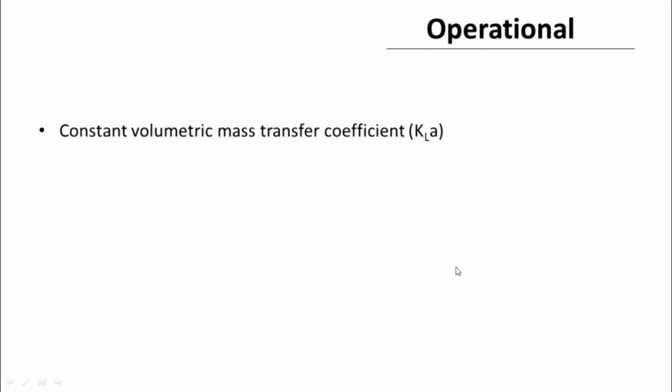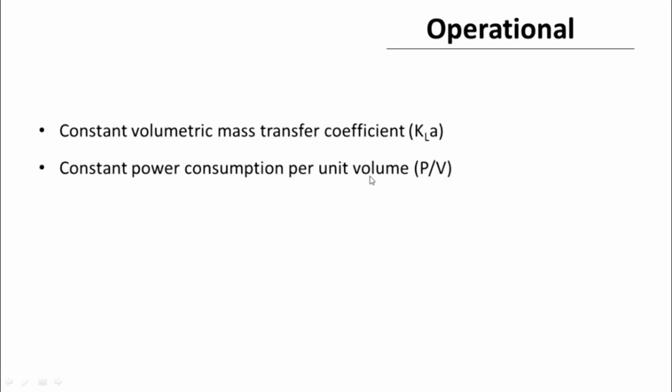For the operational similarity, we look for maintaining a constant KLA. We looked at KLA, and it's also an important scale-up parameter. We look for maintaining a constant volumetric mass transfer coefficient, KLA, at the small and the large scales. We look for constant power consumption per unit volume, P by V. We look for constant impeller tip speed.